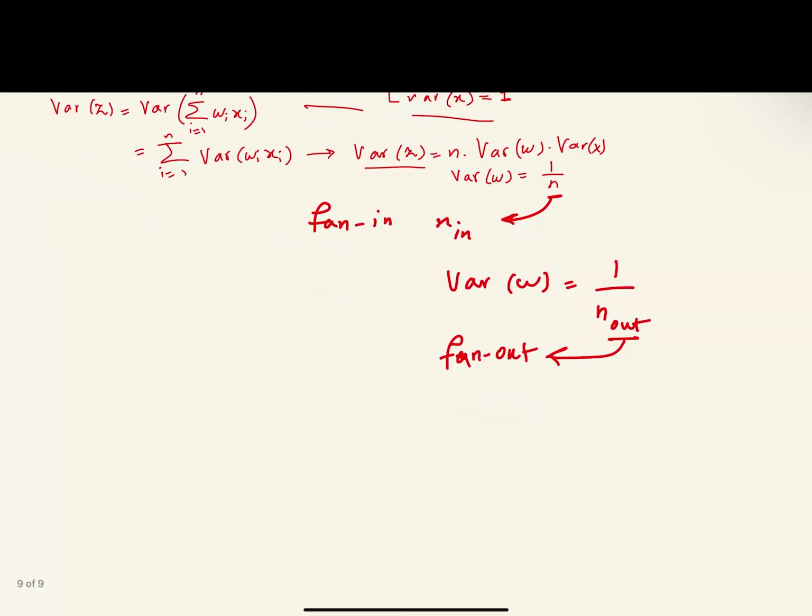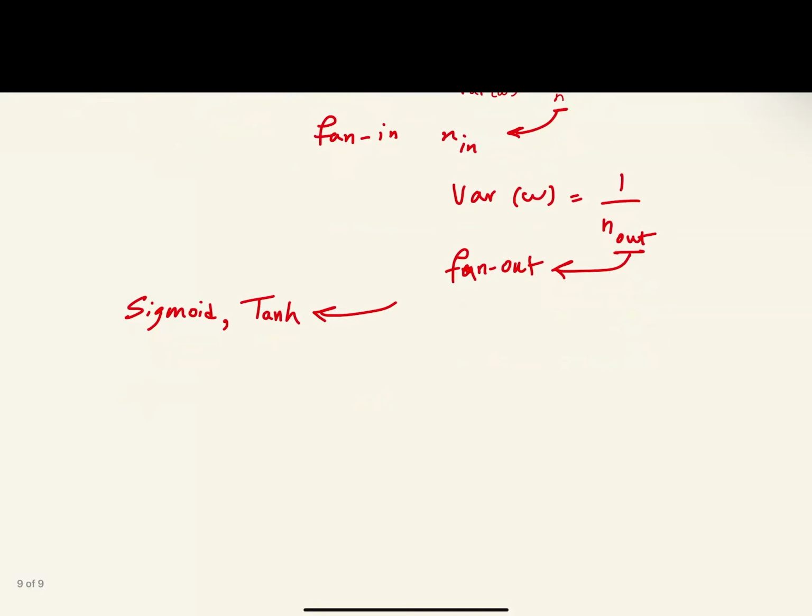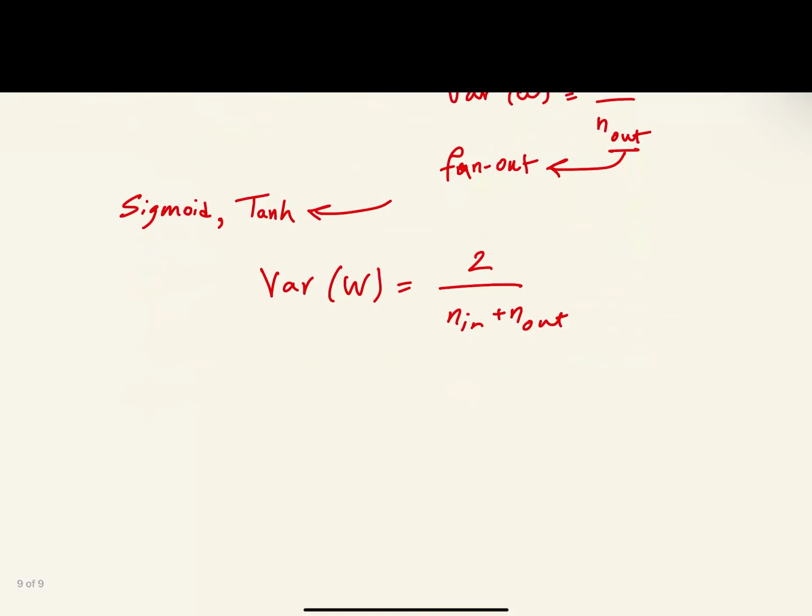So one way to do it, which is very common for activation functions that are symmetric, for example, the sigmoid or hyperbolic tangent, is to use the variance of W to be 2 over fan-in plus fan-out. So that's great. This is known as Xavier initialization. And this is actually very common in training neural networks. This is a very common choice when we have this type of activation function.